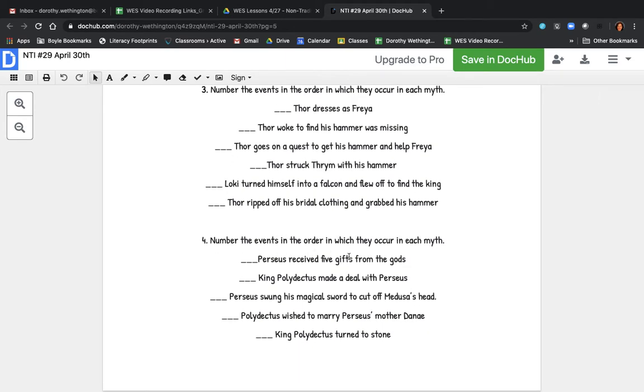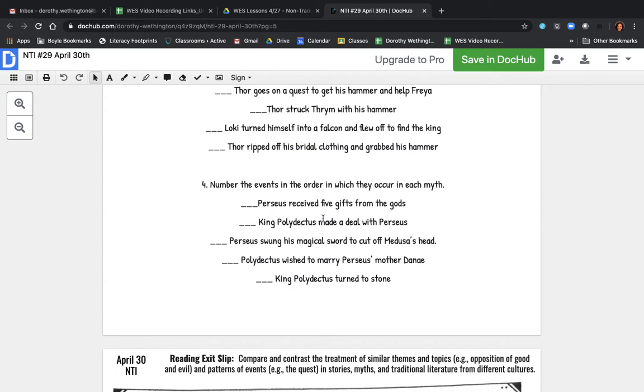Number 4, number the events in the order in which they occur in each myth. Perseus received 5 gifts from the gods. King Polydectes made a deal with Perseus. Perseus swung his magical sword to cut off Medusa's head. Polydectes wished to marry Perseus's mother, Danae, and King Polydectes turned to stone.